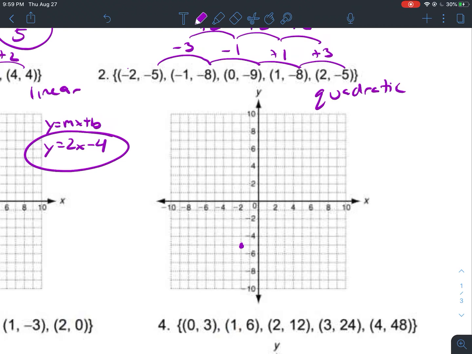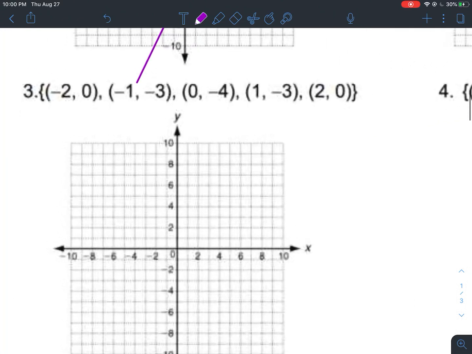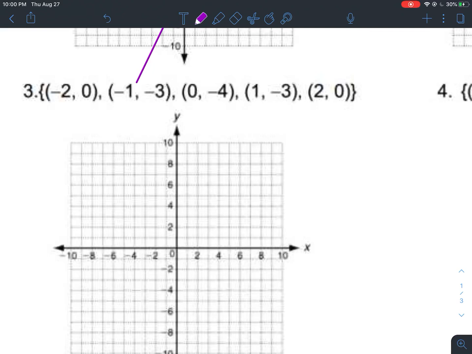So let's go ahead and plot these. (-2, -5), (-1, -8), (0, -9), (1, -8), and (2, -5). So this definitely has that quadratic shape. Looks just like that. All right, always like a U. All right, let's try this next one.